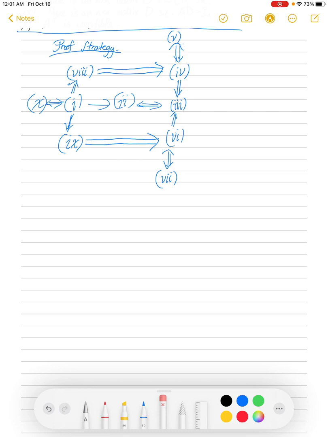1 if and only if 2. It's this double arrow. When you have a double arrow, that's called an if and only if, and you have to prove both directions. You should be able to go both directions. Sometimes you actually don't have to prove both directions, though. Sometimes you can just say if and only if, based on, well, we'll see. So I want to prove 1 if and only if 2.